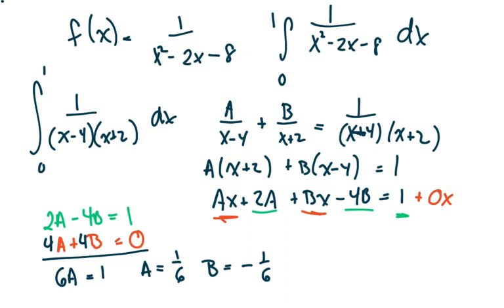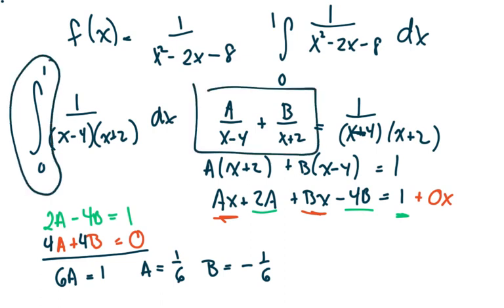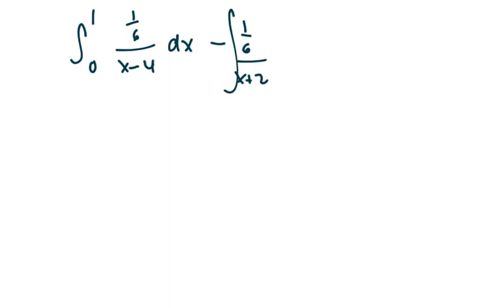So what we're going to do is rewrite this integral using these instead of what was given. So your integral from 0 to 1 becomes A over x minus 4 plus B over, what is the other one, x plus 2, right, the integral of that dx from 0 to 1, okay.